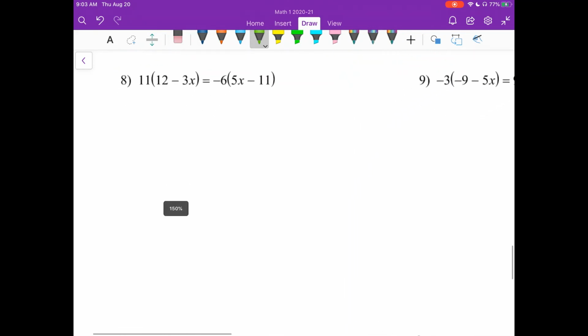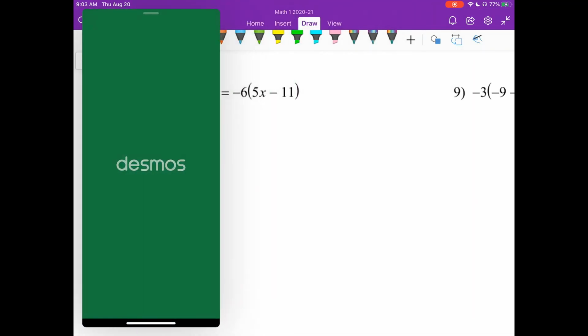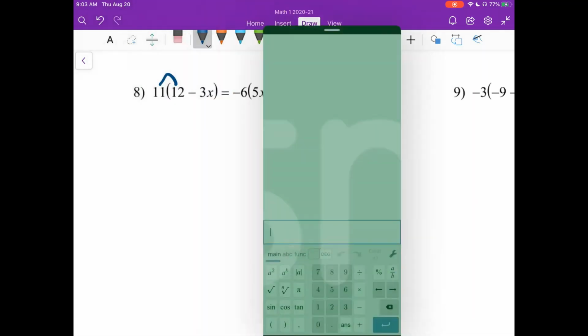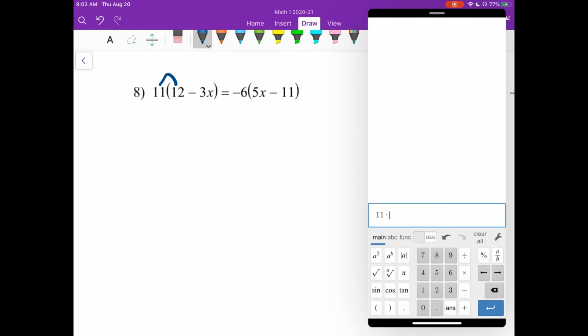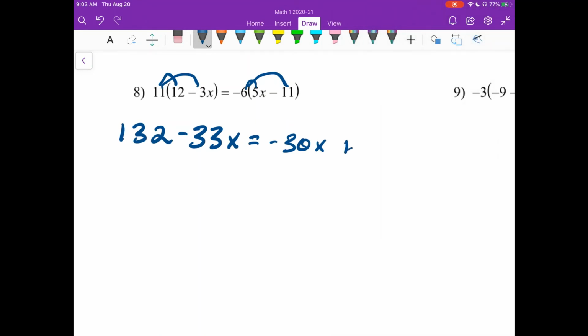Okay? Numero 8. I'm going to start off by distributing that 11. 11 times 12 is 132. Minus 11 times 3 is 33. 6 times 5 is 30, so negative 30x. Oops, I lost my equal sign there. I got ahead of myself. We've got this equal sign. Then I've got negative 6 times 5 is negative 30x. And then negative 6 times negative 11 is going to give me positive 66.